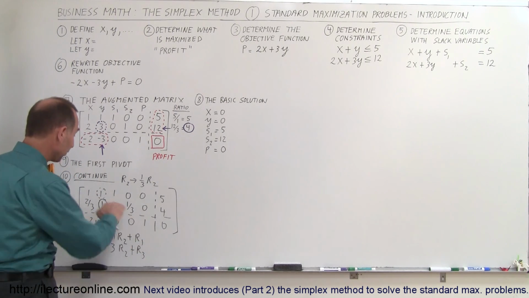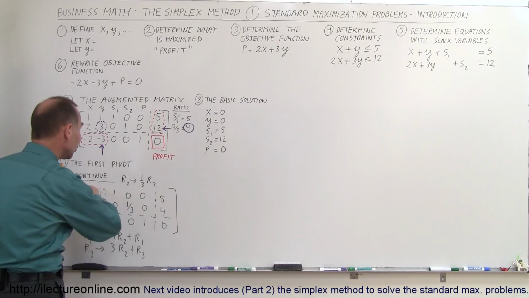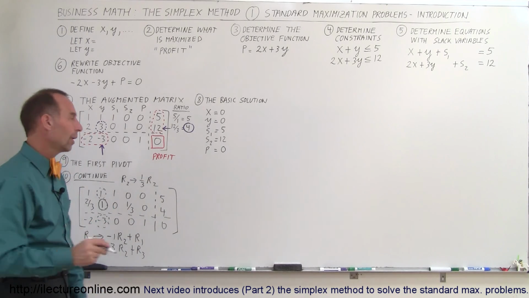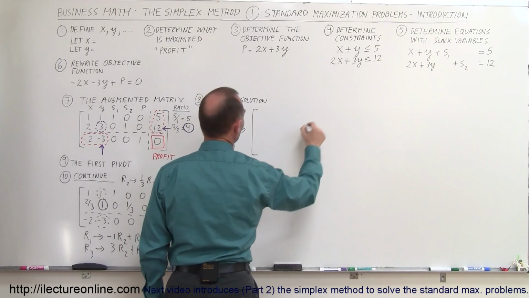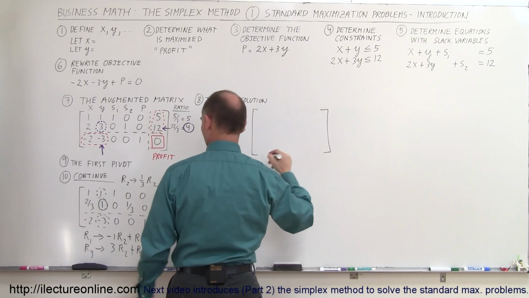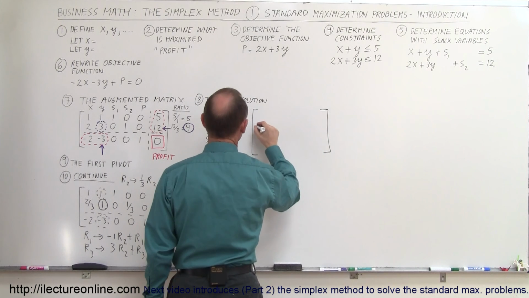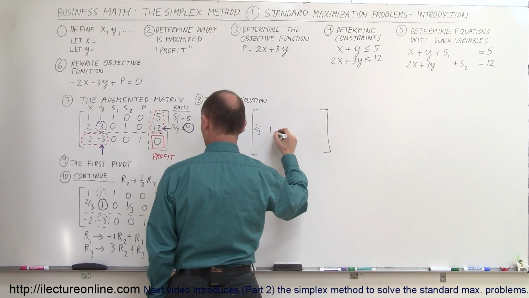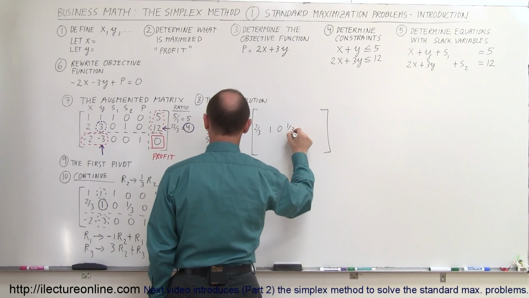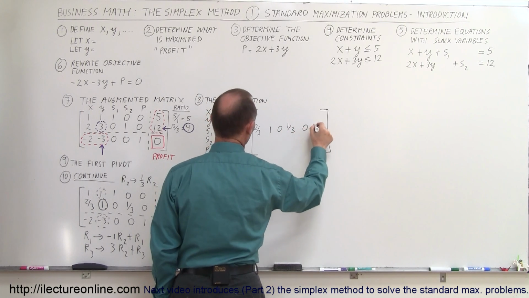Then, of course, we also have to figure out what all the other elements in those two rows are going to change to. So let's go ahead and do that. Come up here, and our new matrix is now going to look like this. The second row doesn't change because that's the one we're using to pivot around. So we have the 1 there, we have 0, 1/3, 0, and 4.